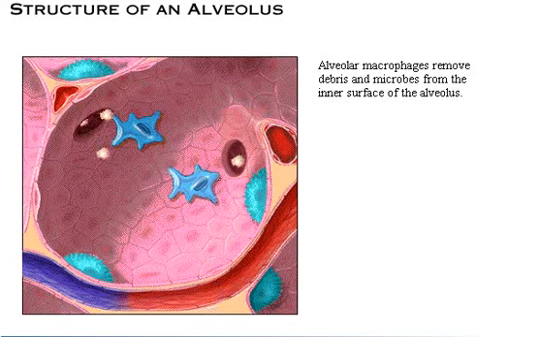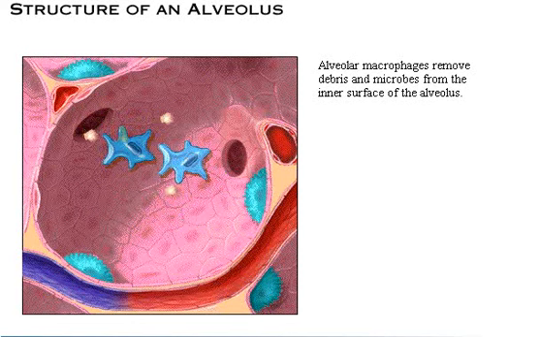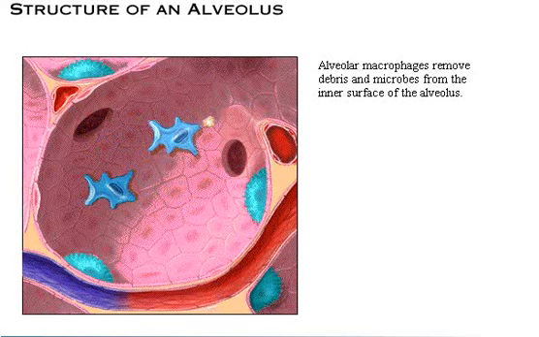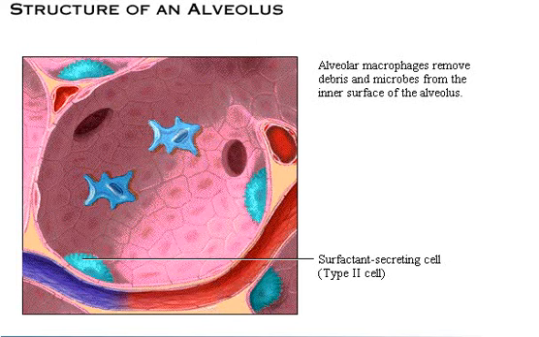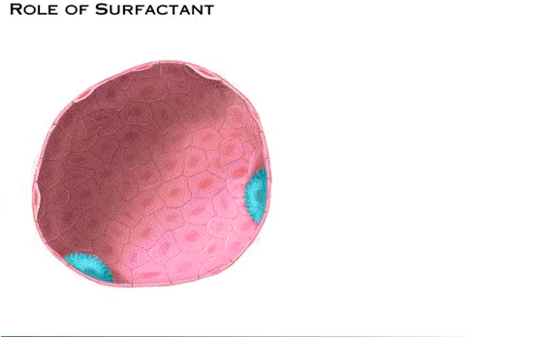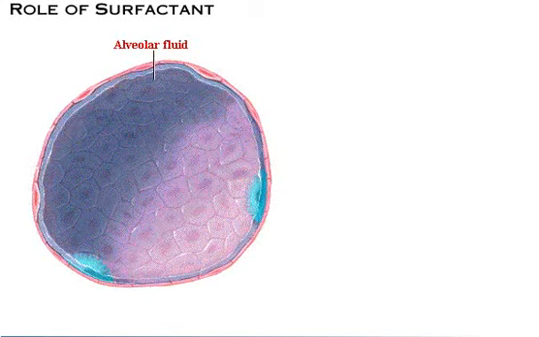The alveolar macrophages, or dust cells, creep along the inner surface of the alveoli, removing debris and microbes. The alveolus also contains scattered surfactant-secreting, or type 2 cells. Click a surfactant-secreting cell to explore its role. Here we see that the inside surface of the alveolus is lined with alveolar fluid.